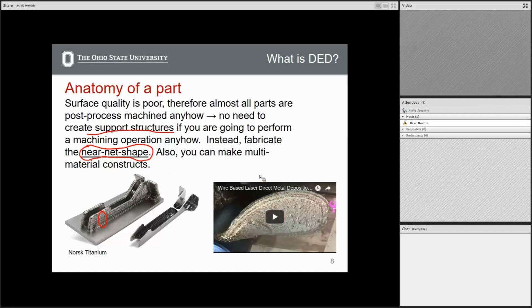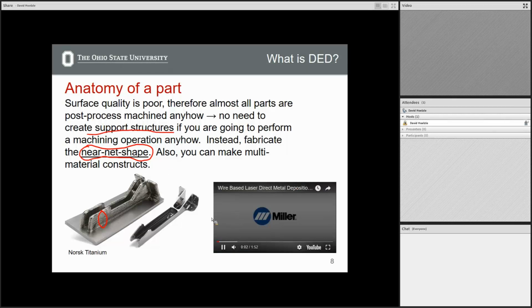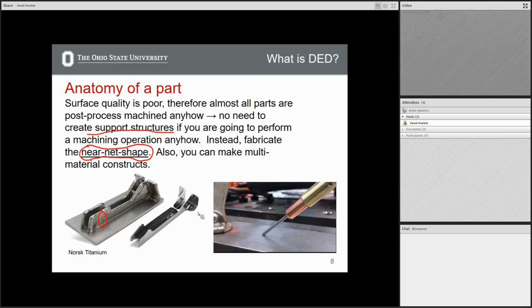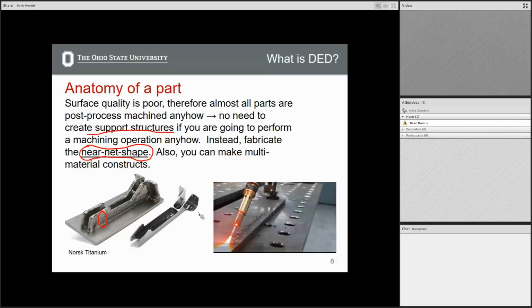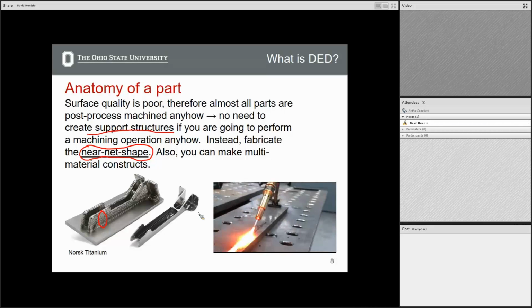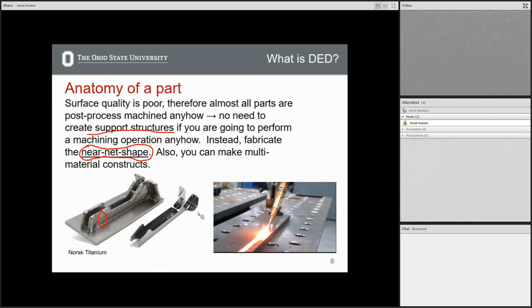The other thing that's interesting about this is you can build on existing parts. So here's an example. This is Miller, which is a welding company. Don't know why the video is choppy. This is basically showing robotic arc welding. Very choppy video.